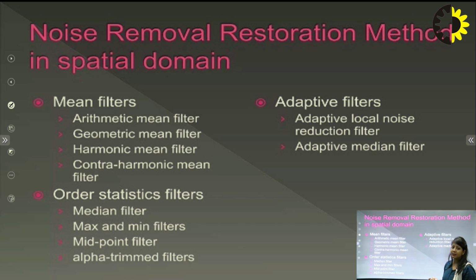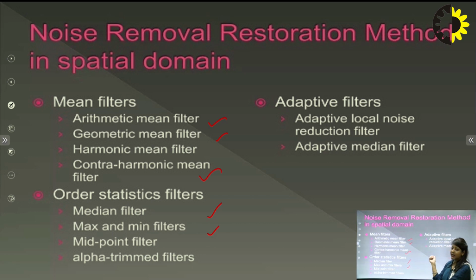So what are these filters? The first filter is the mean filter, in which we apply the arithmetic mean filter, geometric mean filter, harmonic mean filter, and contra harmonic mean filter. Mean means averaging, so we apply some kind of average. Next is the order statistic filter, where we apply statistics like the median filter, max and min filter, midpoint, or alpha trim filter.